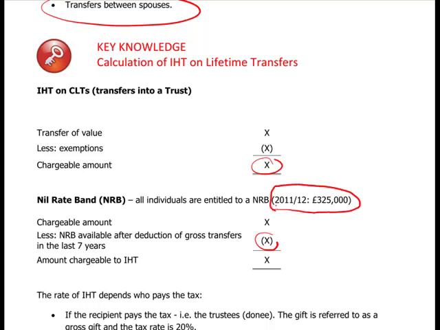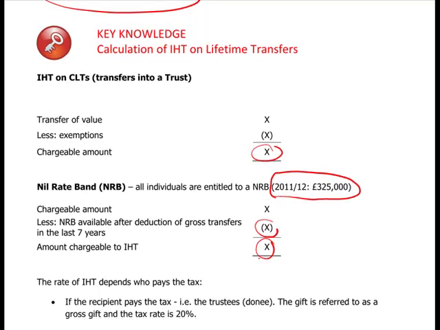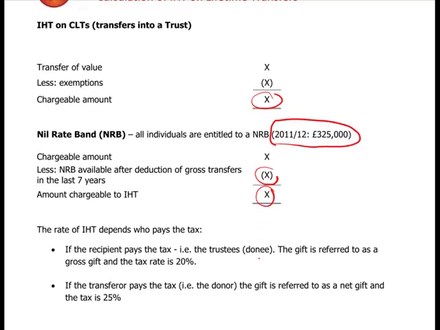So like for an individual who earns money, you have a personal allowance of 7,475. For inheritance tax, the first 325,000 of your estate is nil, and then the amount above that is chargeable to IHT. What is the rate of IHT?